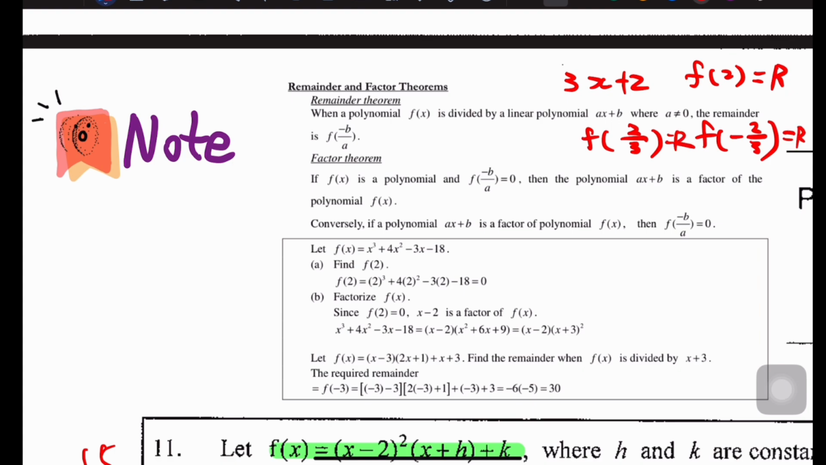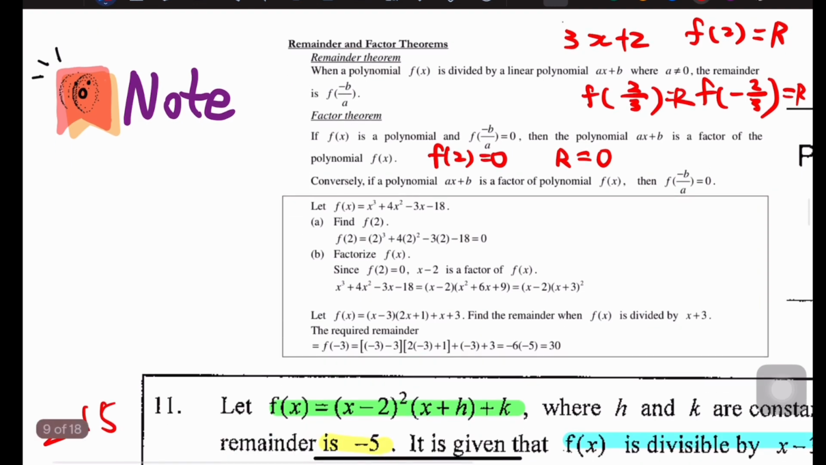Okay, and the factor theorem is actually the same as the remainder theorem, just that it tells you that it's a factor or it's divisible by the polynomial. It means that the remainder r equals 0. So let's say now you put in f(2), it will equal 0. So when you want to find if a polynomial is a factor of another polynomial, what you need to do is put x equals to that number and then check if it is equal to 0.